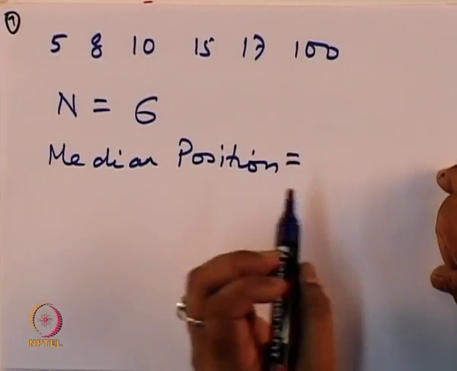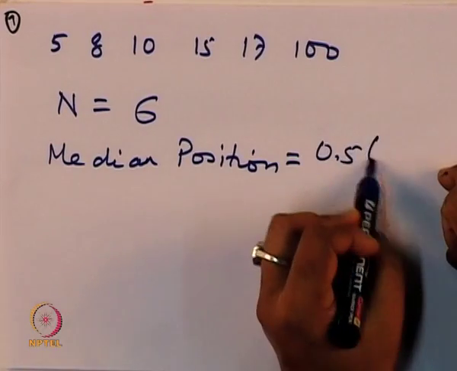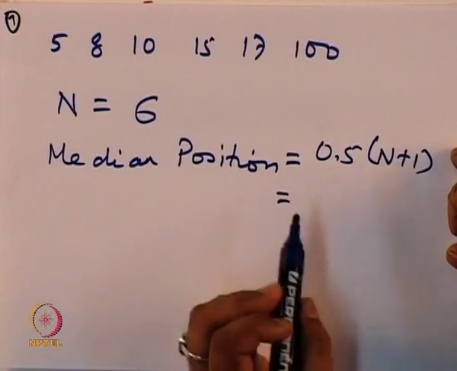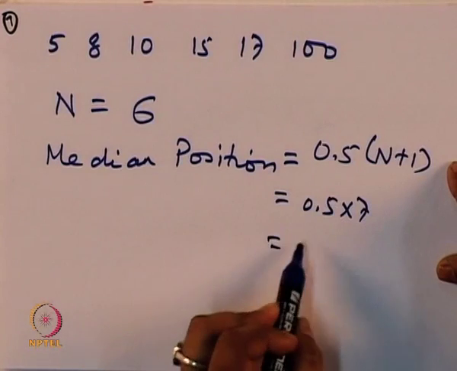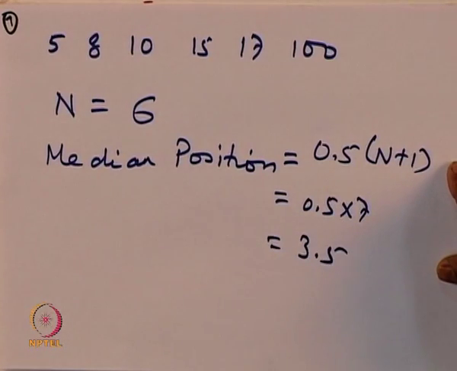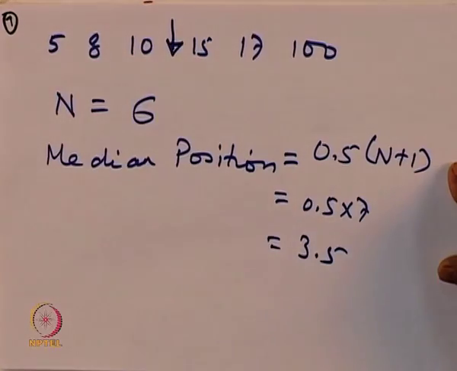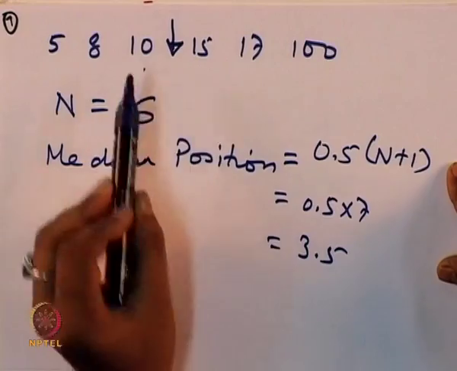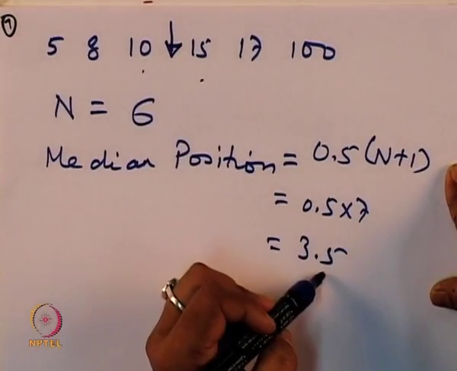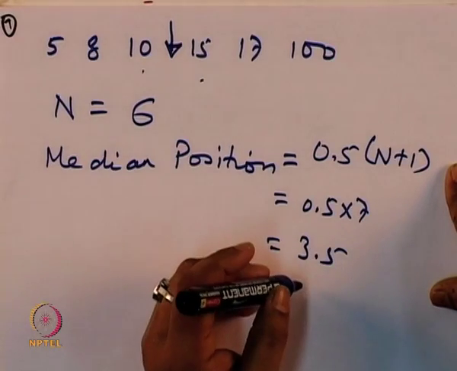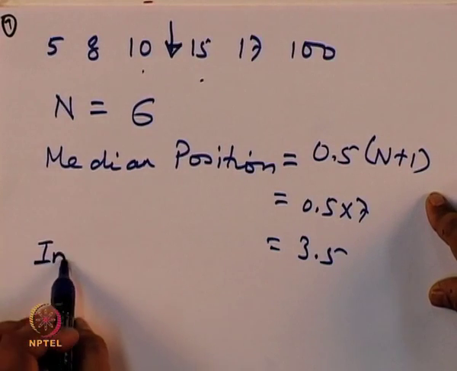is equal to half into n plus 1, right. So, 0.5 times n plus 1, which is 0.5 into 7, is equal to 3.5. So, 3.5 means the position is somewhere right in the middle of 10 and 15. This is the third number, this is the fourth number, but my median is the number right at position 3.5. So, how do I find the number at 3.5? I use what is called interpolation.